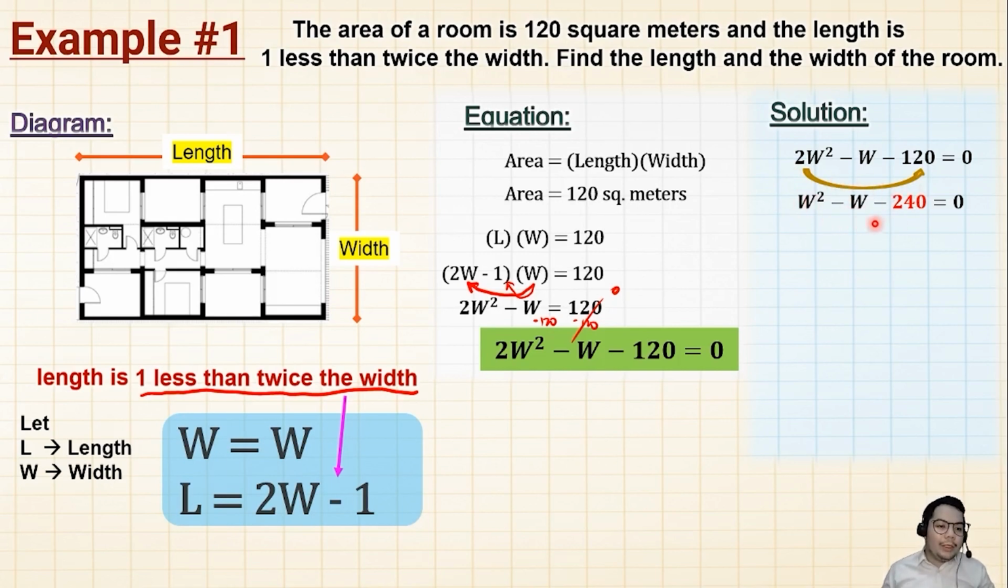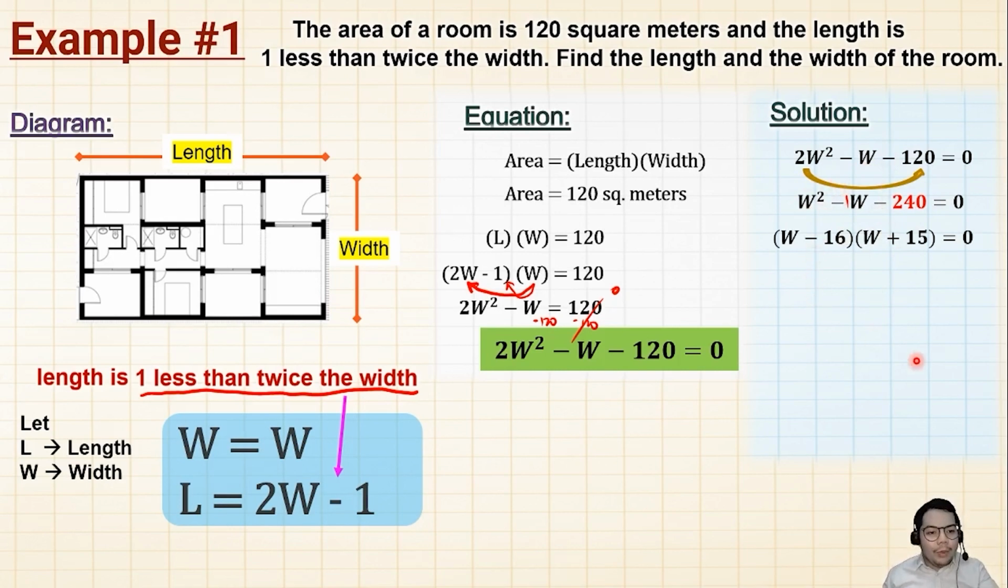This W squared minus W minus 240. So what we can do is to think of factors of negative 240 that will be having a sum of negative 1. So the factors would be W minus 16 times W plus 15. So bakit yan? Kasi if we try to multiply negative 16 times positive 15, that will be negative 240. And if we try to add negative 16 plus positive 15, that will be equal to negative 1. So, pasok siya as factors nung ating given quadratic equation.